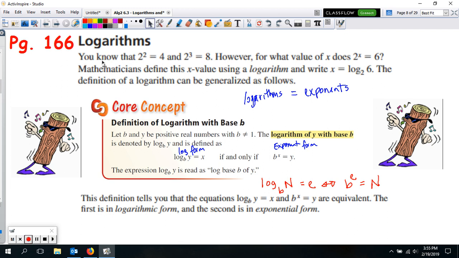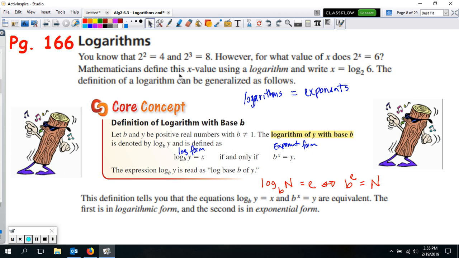So we talk about this. You know that 2 squared equals 4, and 2 to the third power equals 8. However, for what value of x does 2 to the x equal 6? If we try to figure that out, you're not going to be able to really figure out what the x would equal. It's some decimal between 2 and 3, because 6 is between 4 and 8.